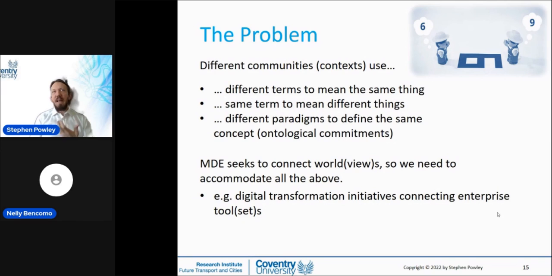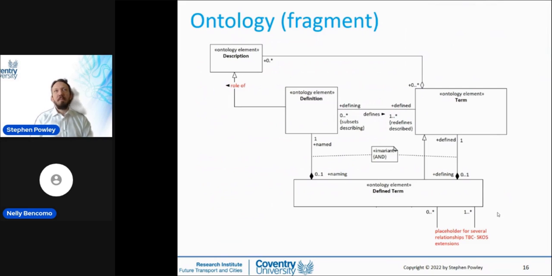MDE seeks to connect different worlds or worldviews. So ideally, our models should be able to accommodate all of the above. And if we do that, then that helps those digital transformation initiatives that I was talking about by giving us the ability to connect different tools and tool sets without having to force people to change the way they work. And that's very important for this theme that we're discussing today of getting these ideas adopted and used in industry.